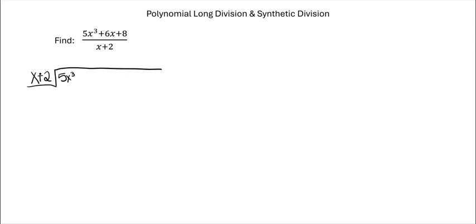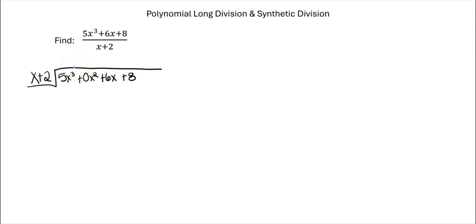And because there's not an x to the squared here, I'm going to add in a 0x squared. It's just a placeholder. It doesn't add or subtract anything from the problem. It just holds the x squared place. Plus 6x plus 8.